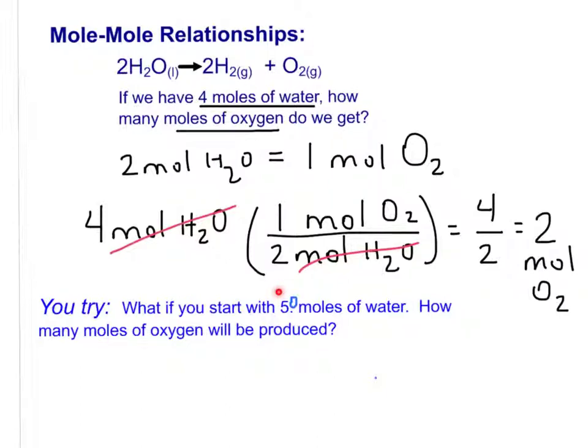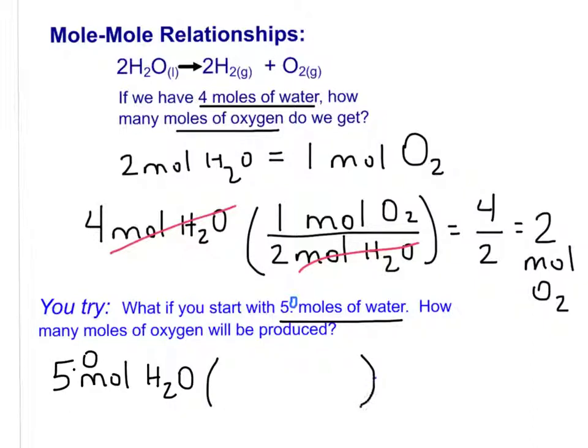So we're going to do this the same way. We're going to start with our 5 moles of water. It's what we know, right? We start with 5.0 moles of water. How many moles of oxygen will be produced now? Well, let's multiply by our mole to mole ratio. Remember from up above, 1 mole of oxygen is equal to 2 moles of water.